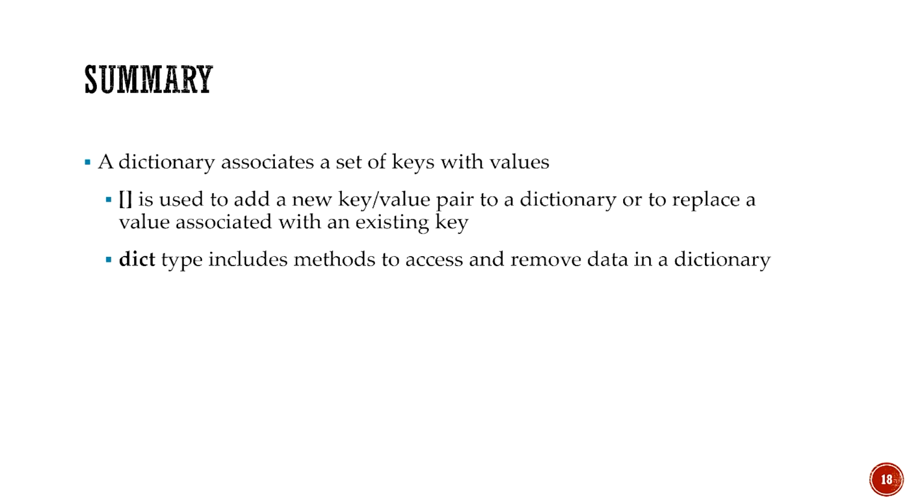Now to summarize, a dictionary associates a set of keys with values. A square bracket is used to add a new key or value pair to a dictionary or to replace a value associated with an existing key. The dict type includes methods to access and remove data in a dictionary. So it's very similar to list. When we apply dict to something, then it becomes a dictionary. And then we can access and remove data in a dictionary. So with that, we wrap up our discussion about list and dictionary as a data structure.